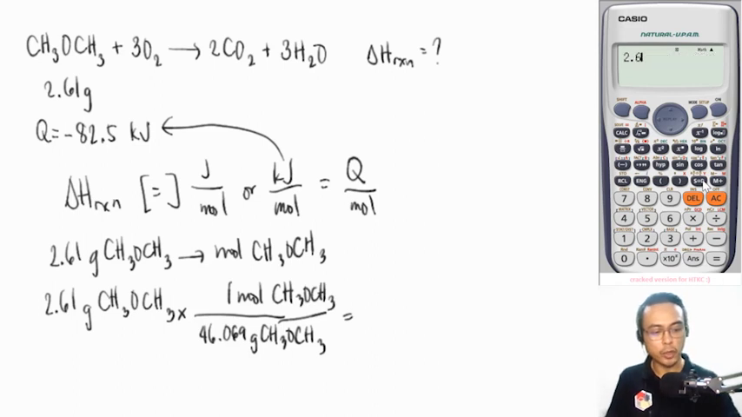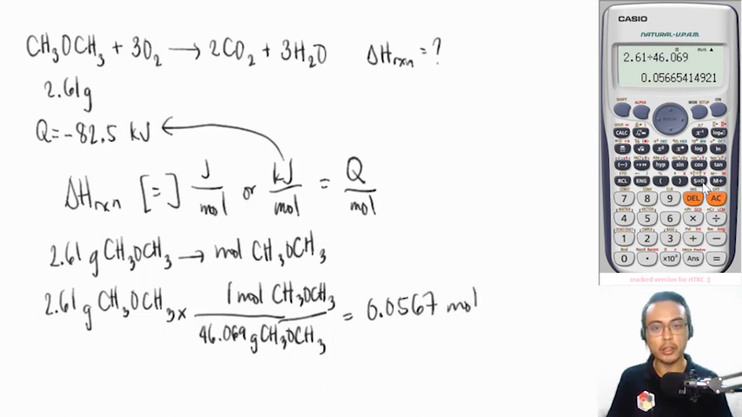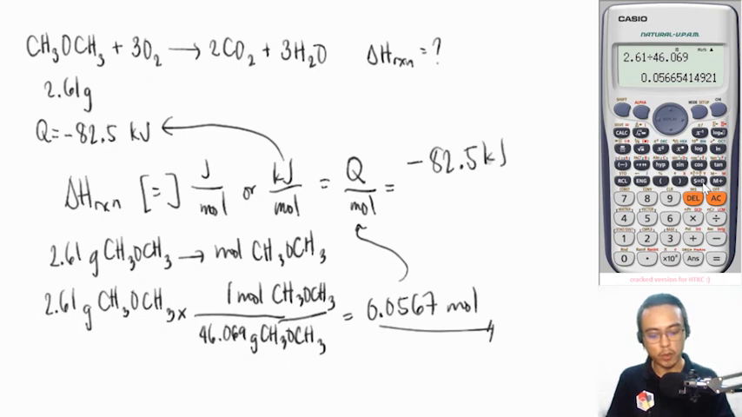Dividing, we have 2.61 over 46.069. The answer is 0.0567 moles. We are retaining 3 significant figures. And then we substitute this to our delta H equation. We now have Q is negative 82.5 kilojoules and the number of moles is 0.0567 moles. We now have solved for the delta H of the reaction.